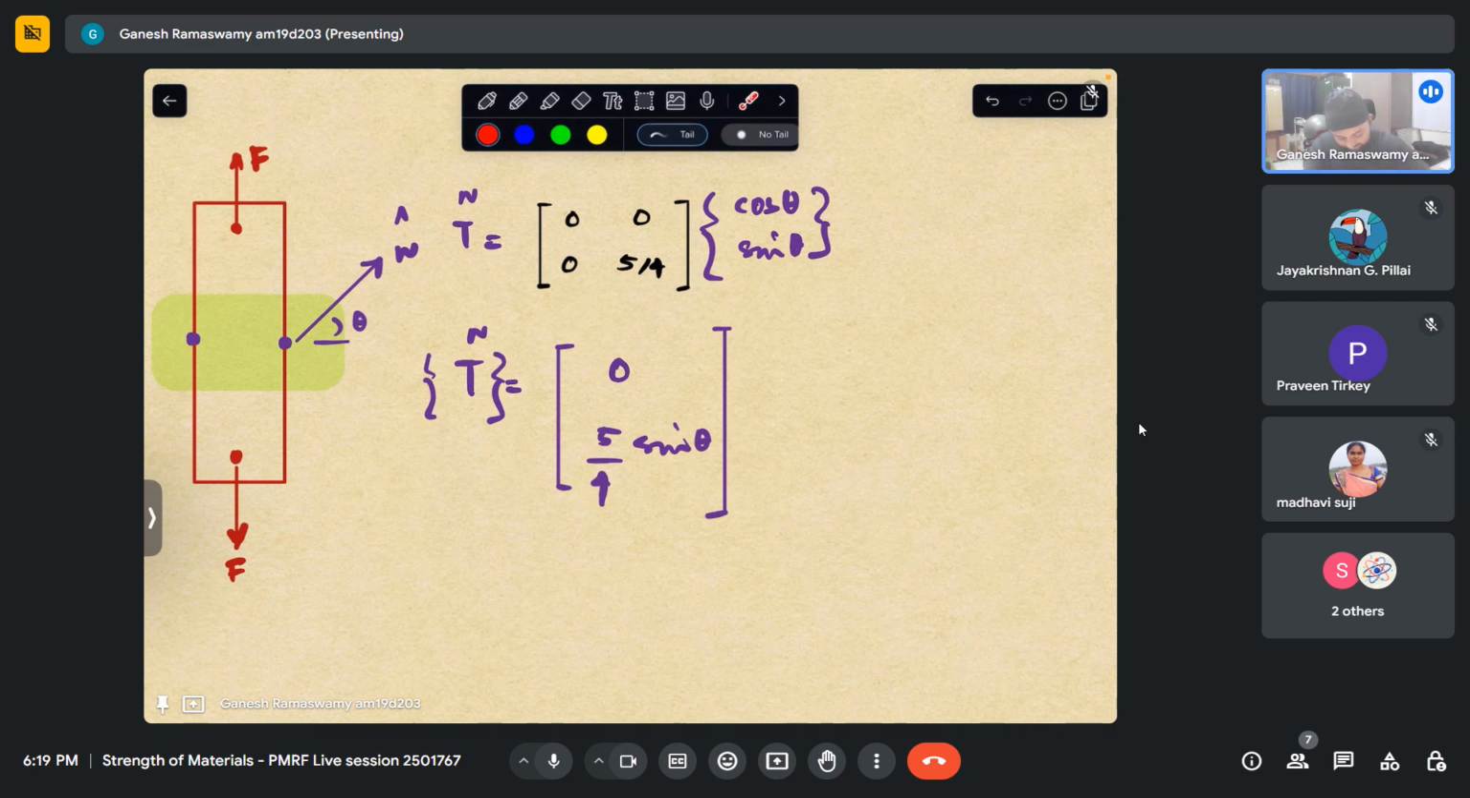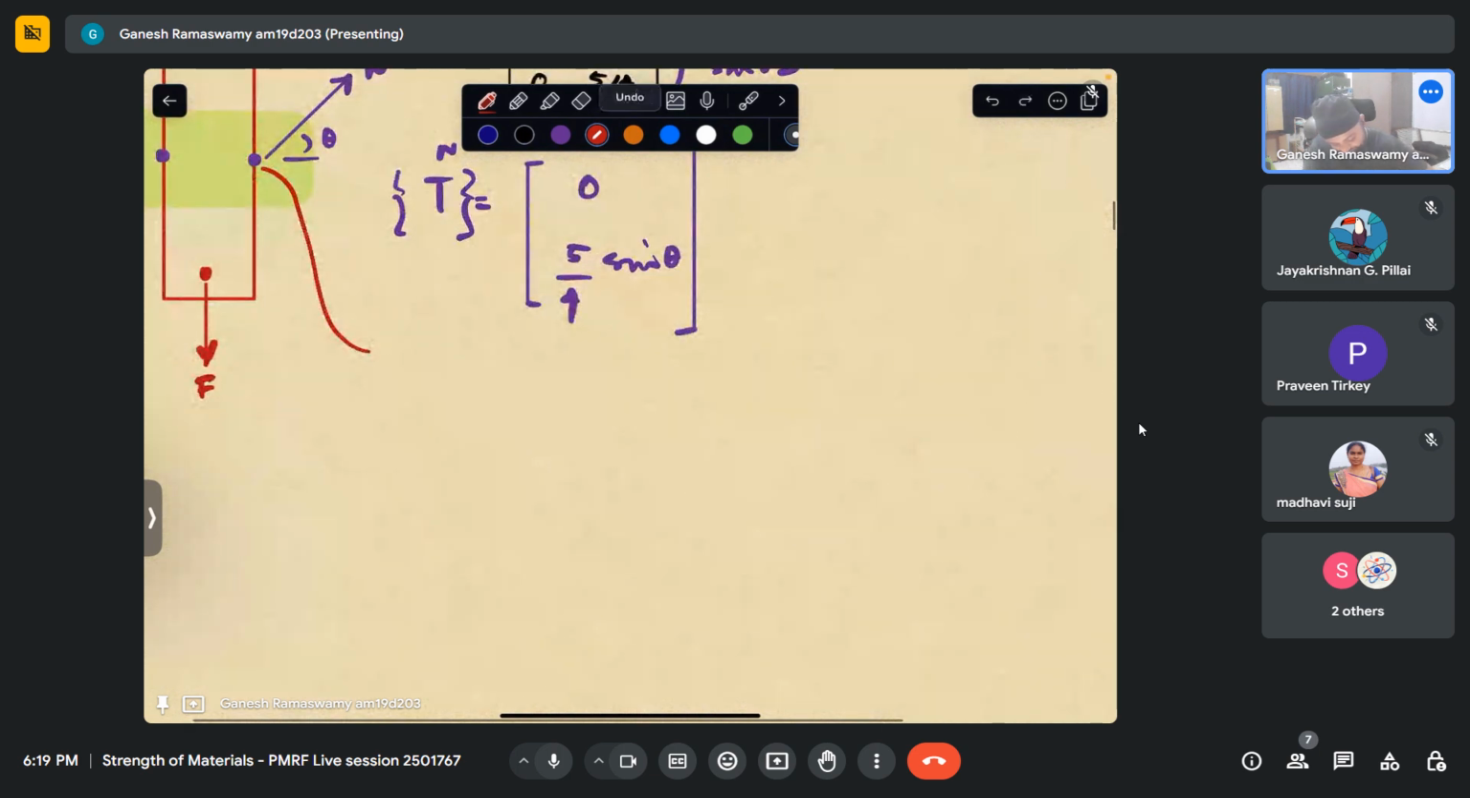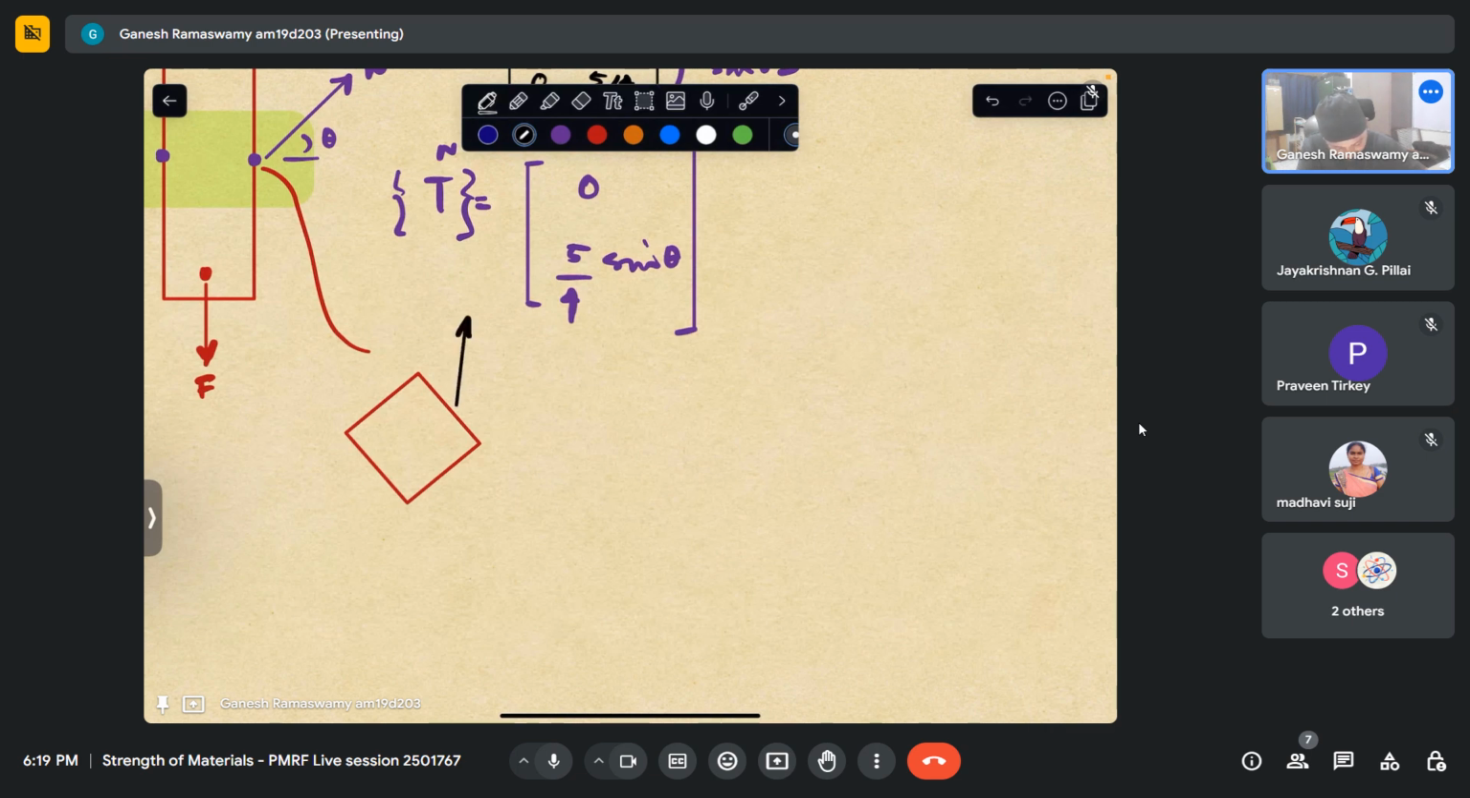And when I have a normal, what I have done here is I have taken this point and I have taken an element like that, and the result says that there is no shear here, but my resultant traction is this way. This is what I'm getting as the result. This is 5/4 sine theta.